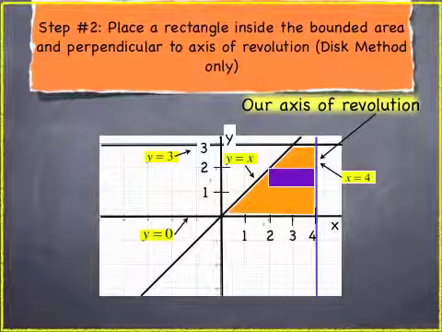This rectangle is key because it's representative of the volume that's going to revolve around that vertical axis. If you take that and revolve it around, you're going to create a disk. And that's why we call this the disk method.